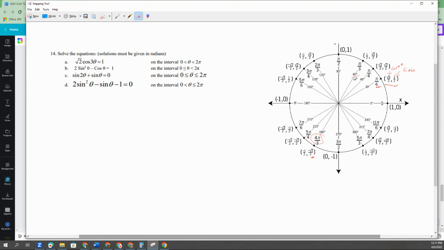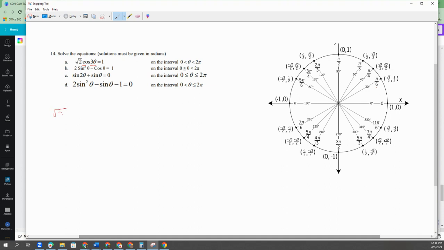All right, so let's look at question number 1. So square root of 2 cosine 3 theta equals 1. So the first thing we need to do really is to isolate that function cosine with its angle. So the function here is cosine, the angle is 3 theta. All of that is your angle.